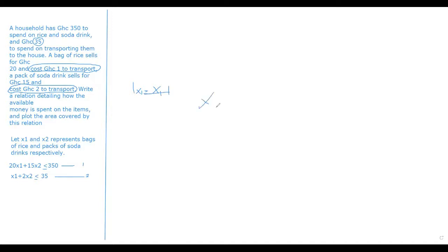So x1 plus the price, which is 2. Then what is the decision variable for the pack of soda drinks? When you transport 1 of them, you are going to spend 2 cedis. If you buy 5 packs, it is 2 times 5, which gives you 10. But here we don't know the quantity to buy, so we represented that with x2. So we just multiply x2 with it.